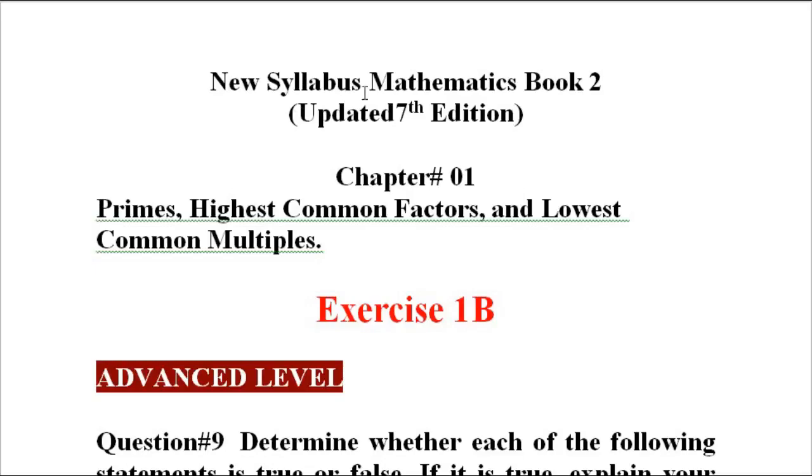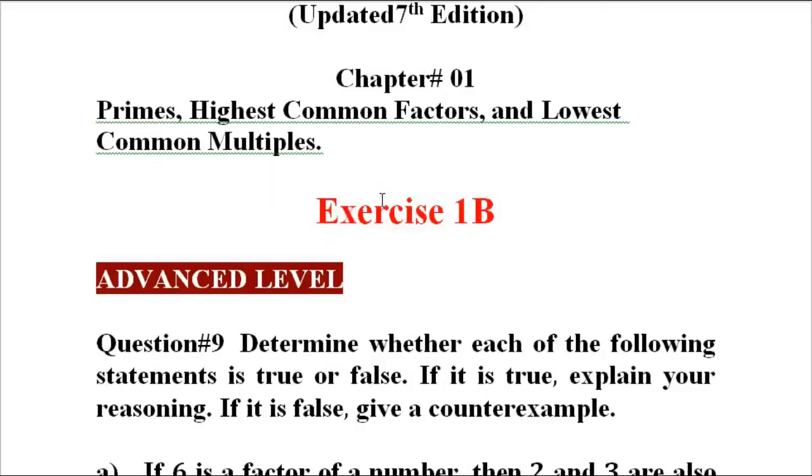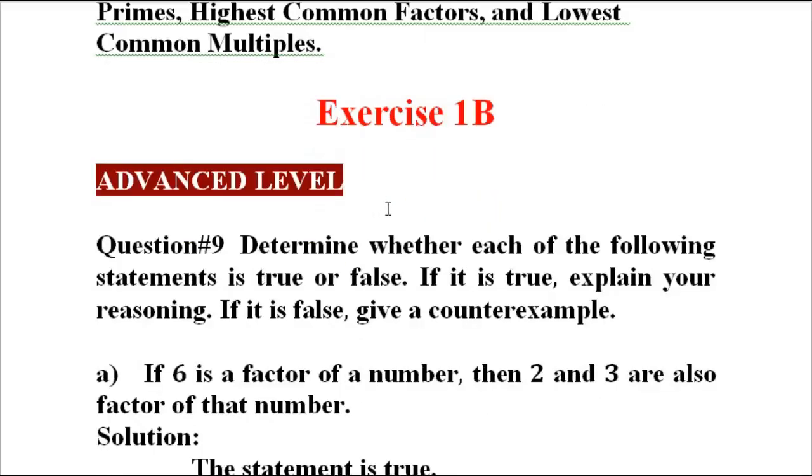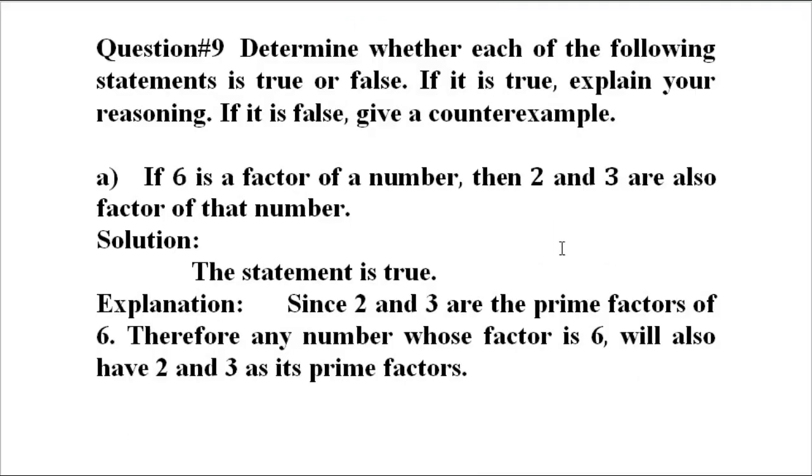New Syllabus Mathematics Book 2, Updated 7th Edition, Chapter 1: Primes, Highest Common Factors and Lowest Common Multiples. Exercise 1B, Question 9. Determine whether each of the following statements is true or false. If it is true, explain your reasoning. If it is false, give a counterexample.